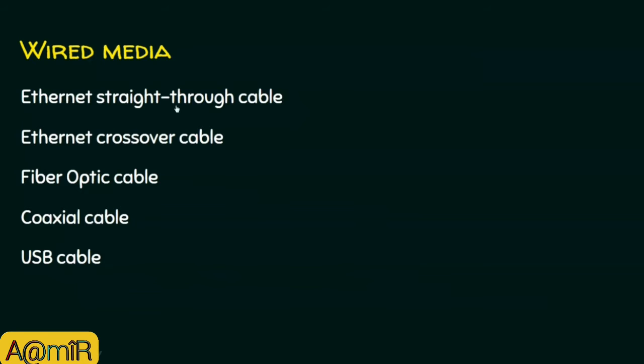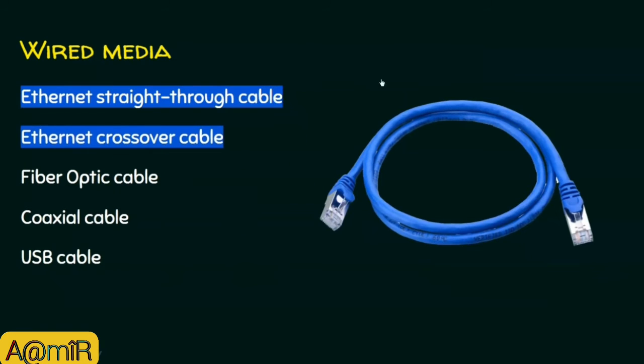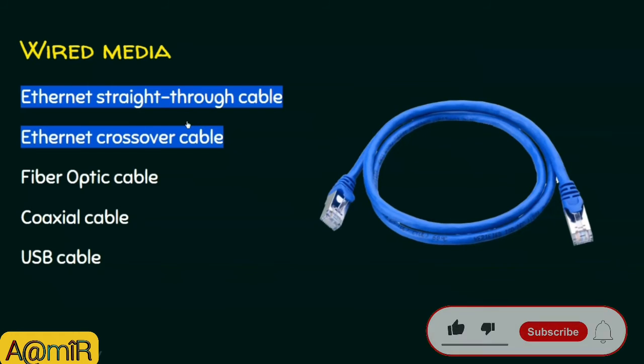We will see each of these cables in detail now. Firstly, Ethernet cable. This is an example of an Ethernet cable. Ethernet cable is an example of a twisted pair cable. I will talk about twisted pair cable in the upcoming lectures. For the time being, you just know this is an Ethernet cable, and this Ethernet cable comes in two variations: Ethernet straight through cable and Ethernet crossover cable.